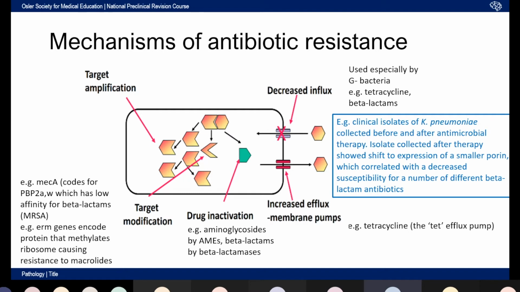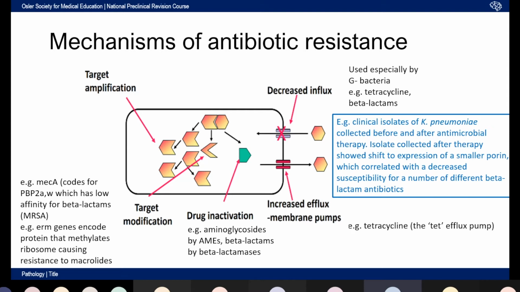Alternatively, the drug can be destroyed. So beta-lactamases use this mechanism. They cleave the beta-lactam ring present in penicillins and cephalosporins. And then, so that's drug inactivation. Then target modification. So this can involve the target being protected. So an example is a protein TET-M produced by some bacteria that interacts with the bacterial ribosome and dislodges tetracycline from its binding site on the ribosome.